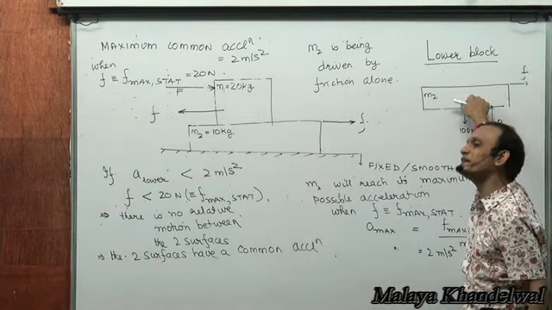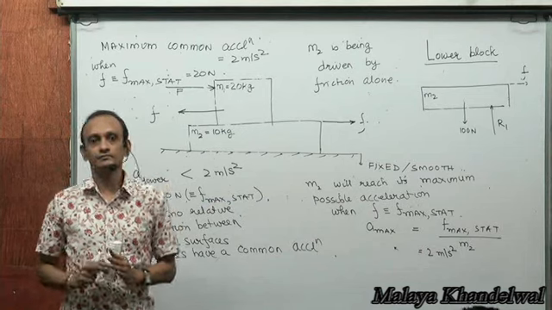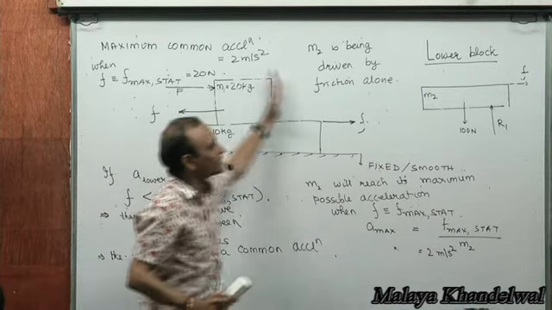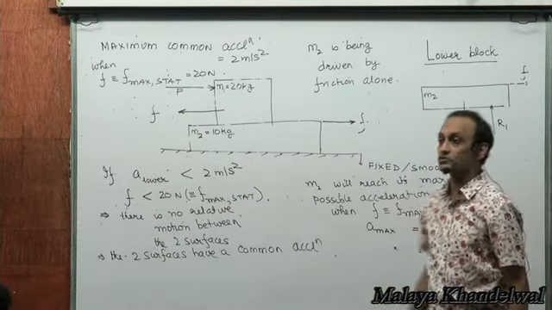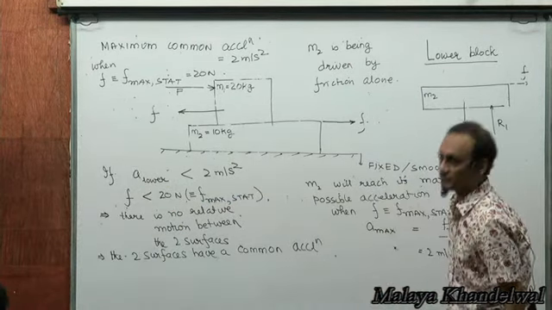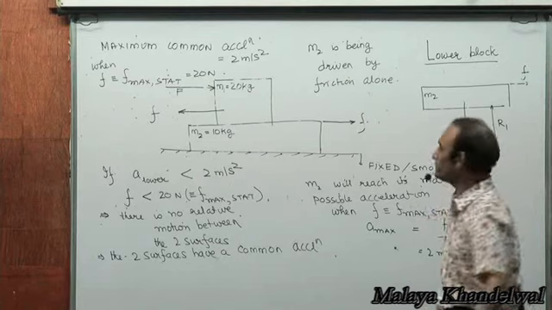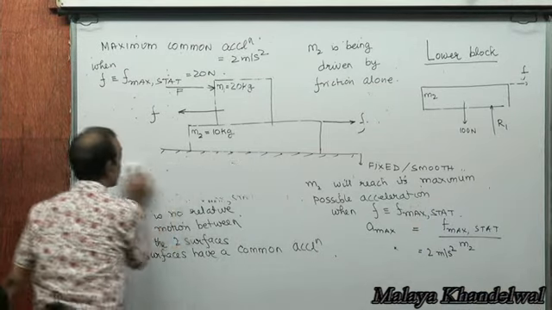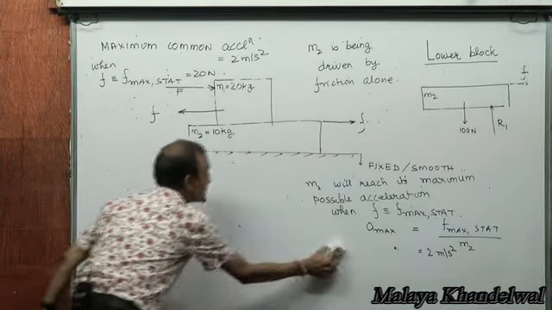Which means, if I apply a force capital F, the maximum common acceleration would be 2 meters per second squared. And that value of acceleration is reached when the frictional force between the two reaches its maximum value of 20 newtons. Yes or no? Now, let's see, when does that happen?